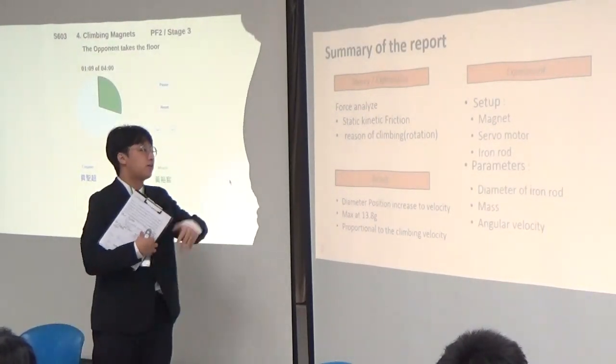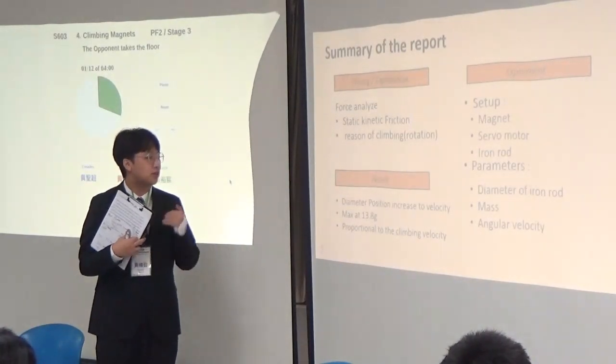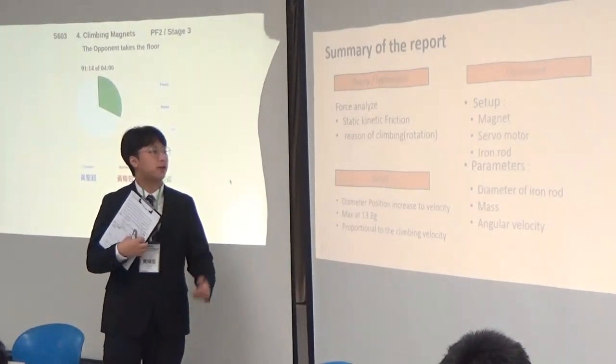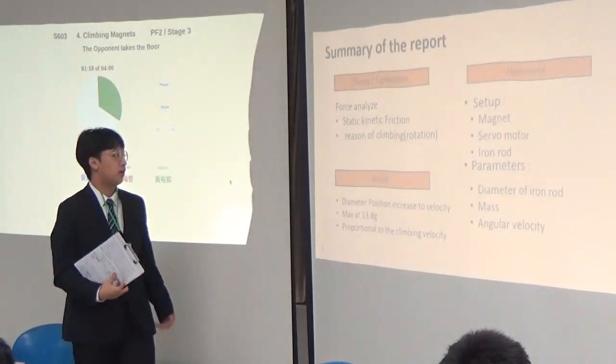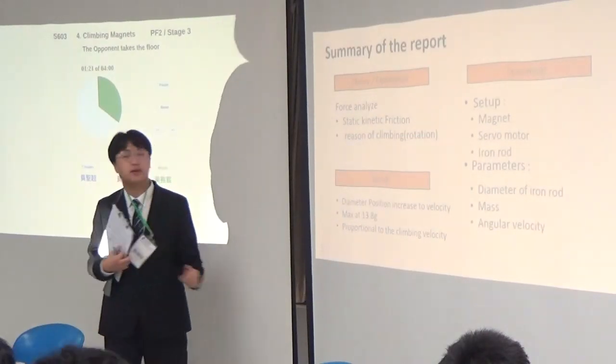The results show that the climbing velocity increases with the rod diameter, and when the mass is 13.8 grams, there is the biggest climbing rate. The climbing velocity is also proportional to the angular velocity.